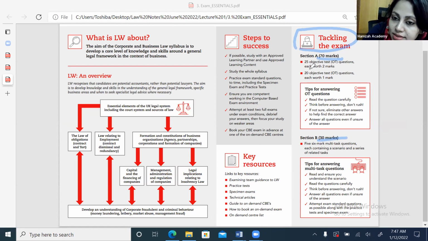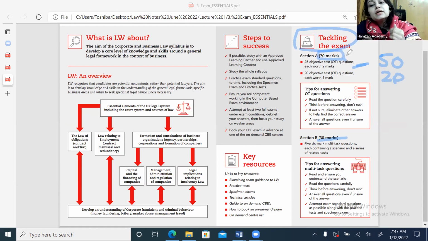Section A has two parts: objective test OT questions, each worth 2 marks. That means this area is of 50 marks. And part 2 of section A is 20 objective test questions, each worth 1 mark. So 50 plus 20, in total it will become 70. The total marks of your paper is 100, and this is divided into two sections. One is section A and second is section B. Section A is 70 marks, in which you have 25 questions of 2 marks and 20 questions of 1 mark. In total, section A will have 70 marks.